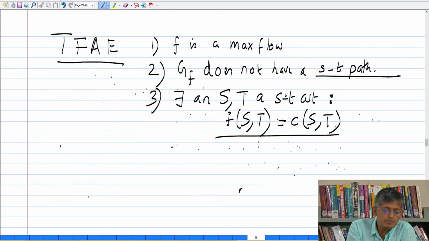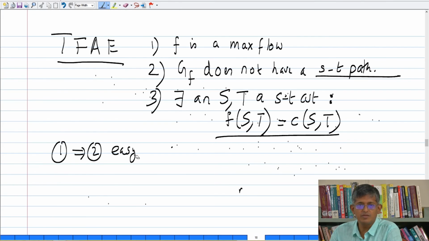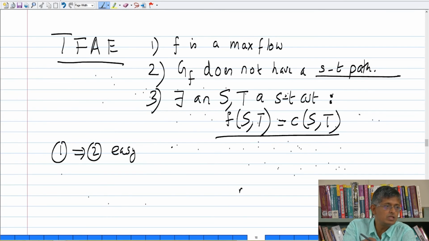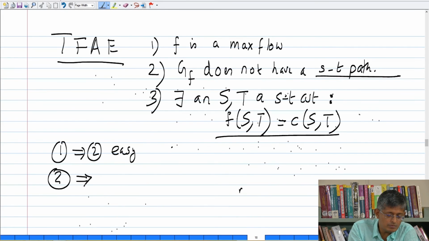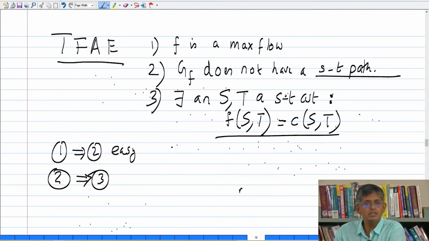So 1 to 2 is obvious, right, because if you find an ST path in GF, then you can increase the value of the flow, but F is a max flow, therefore there is no ST path. Now let us prove 2 to 3. The following are equivalent, which means we will prove 1 to 2, 2 to 3 and 3 to 4. It turns out that GF does not have an ST path.